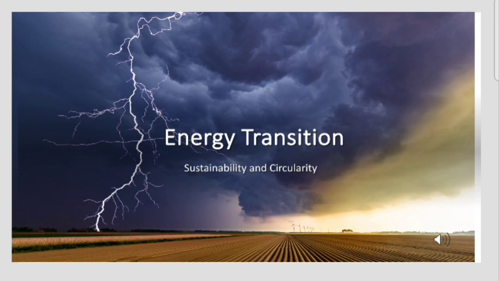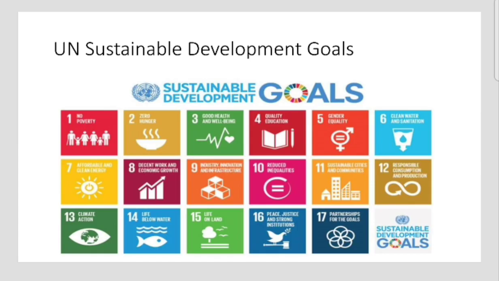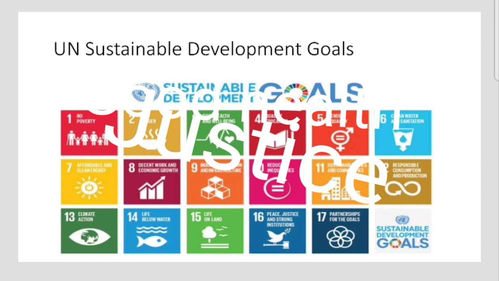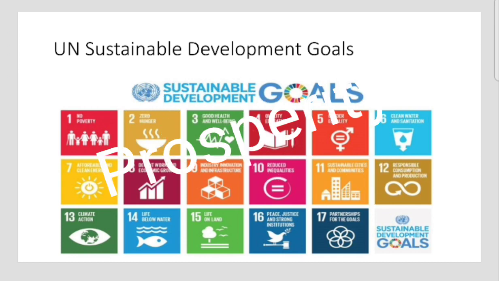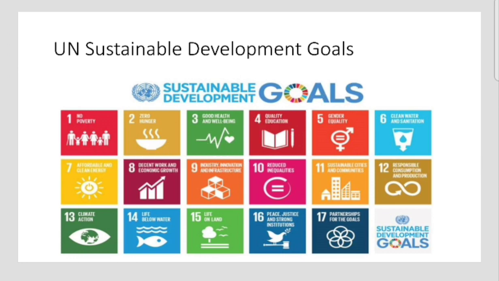So these UN SDG goals are 17 in number in total. You can see that on this slide. So we have from the first one, no poverty, to the 17th, which says partnerships for the goals. So today we'll just focus on this number 7, as you can see there. It states affordable and clean energy.